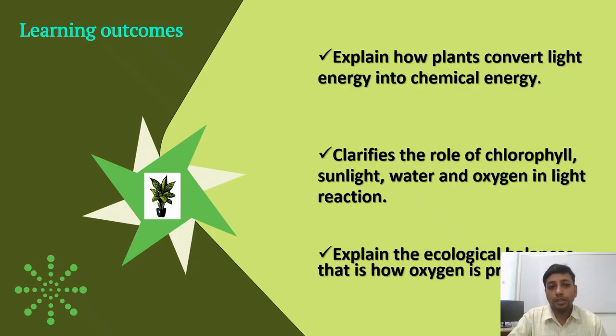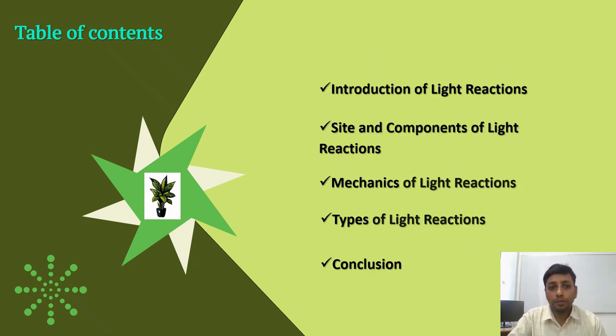After discussing this topic, the learning outcome will be that you will be able to explain how plants convert light energy into chemical energy. You can clarify the role of chlorophyll, sunlight, water, and oxygen in the light reaction, and you can explain the ecological balance in which oxygen is produced and carbon dioxide is consumed.